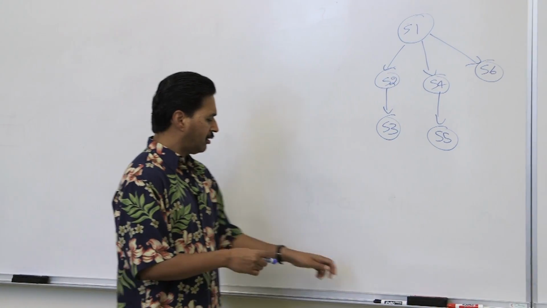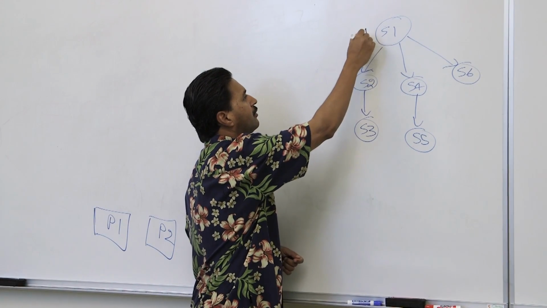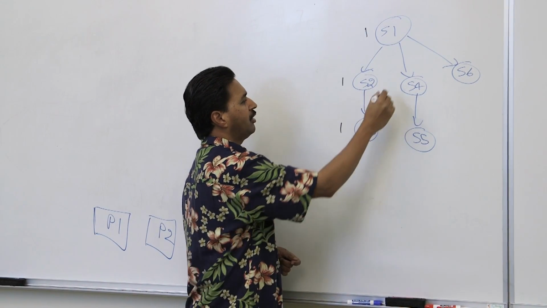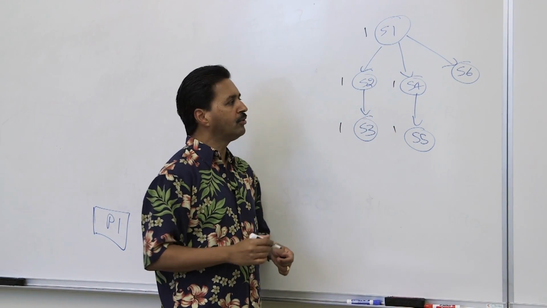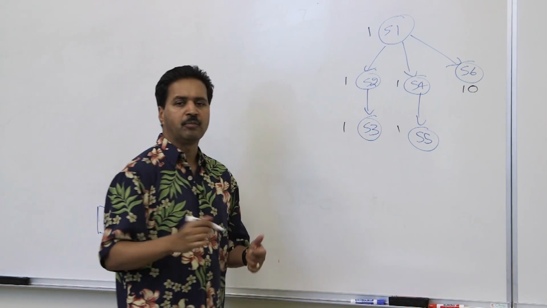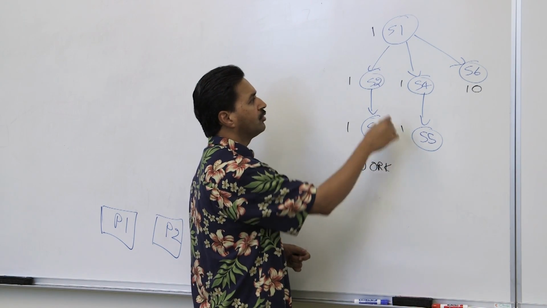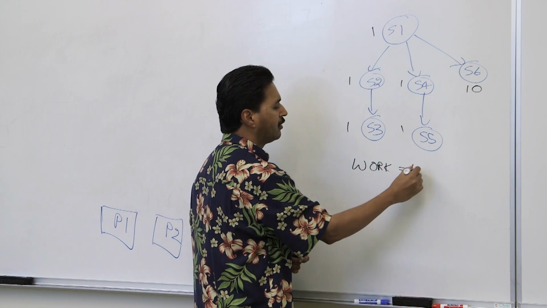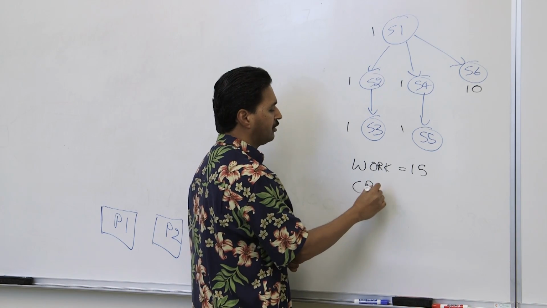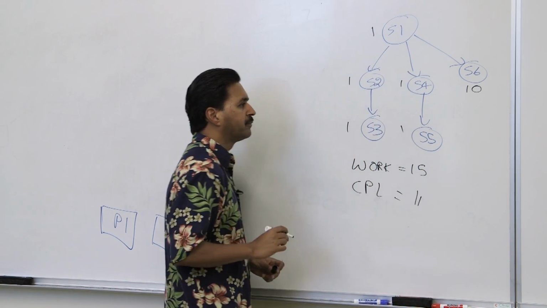So let's provide some execution times over here. Let's say S1, S2, S3, S4, S5 all take 1 unit of time, and S6 takes 10. And based on what we've seen earlier, we can say that the work is the sum of the times, which is 15, and the critical path length comes through S6, which is 11, 1 and 10.